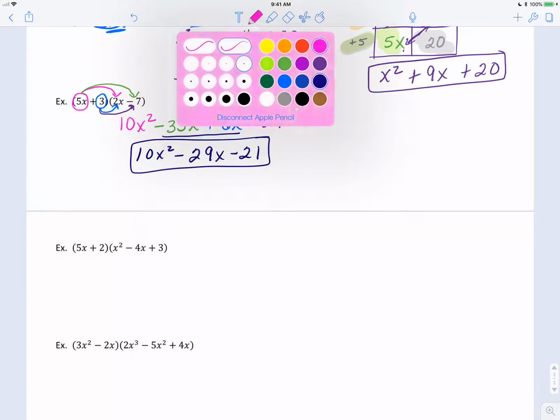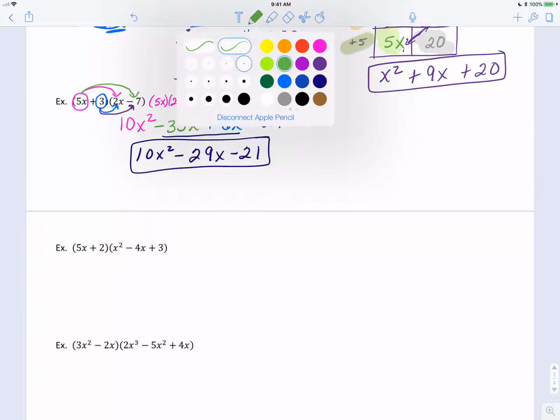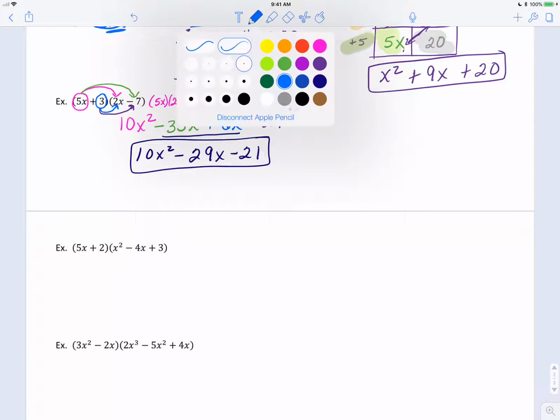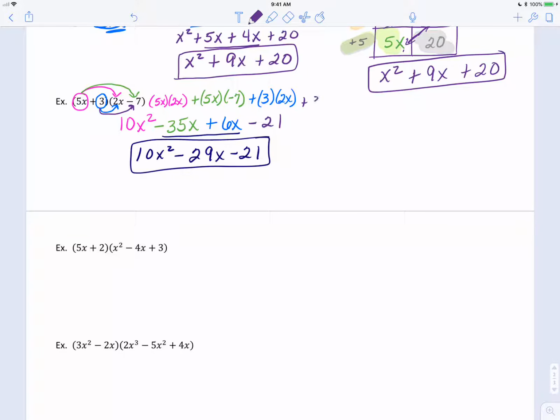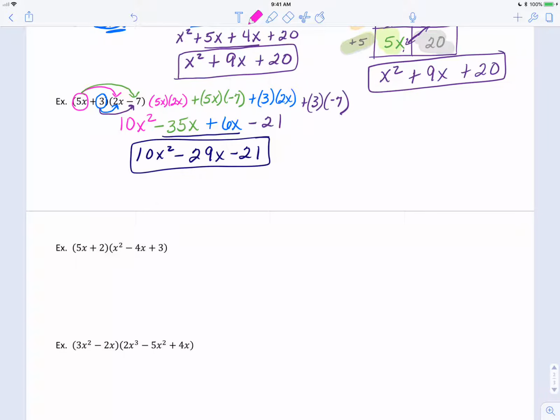And I might just show you, let's see, if I say this is that 5x times the 2x, then the green one was 5x times the negative 7. The one in blue was plus the 3 times the 2x. And the one in dark purple was times that -7. So maybe I should put that step in there. All right, so we're just going to do it again.